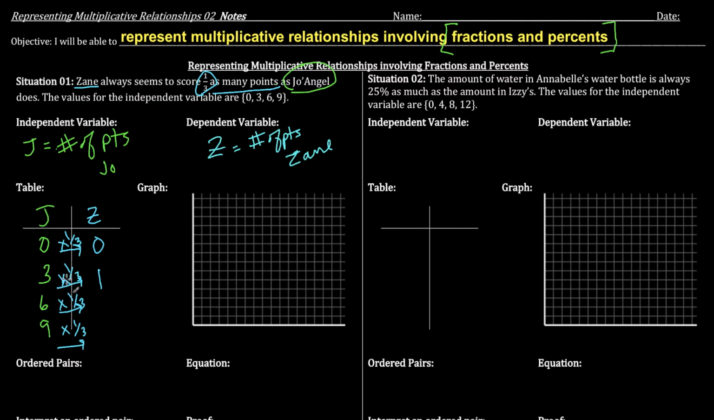But if it's not 1/3, I would turn this into a decimal, 0.33 repeating, and put lots of 3s and multiply it here. So 6 times 0.333333, and it'll round your answer to what's correct. So this is 2. 9 times 1/3 is 3. And we're talking about Zane's points here and Joe Angel's points here.